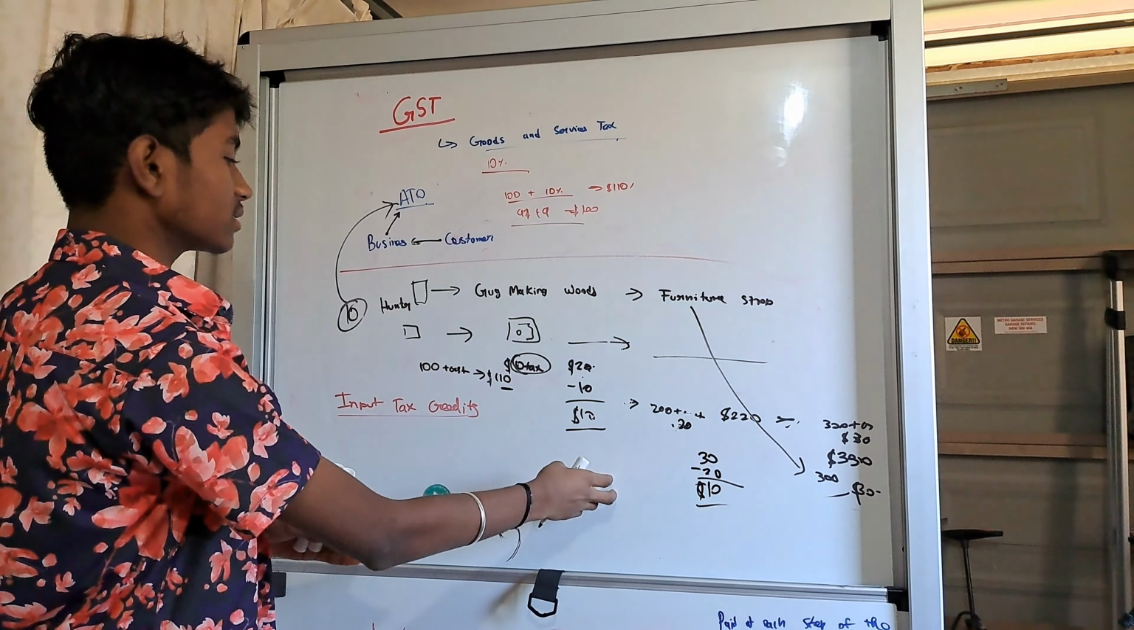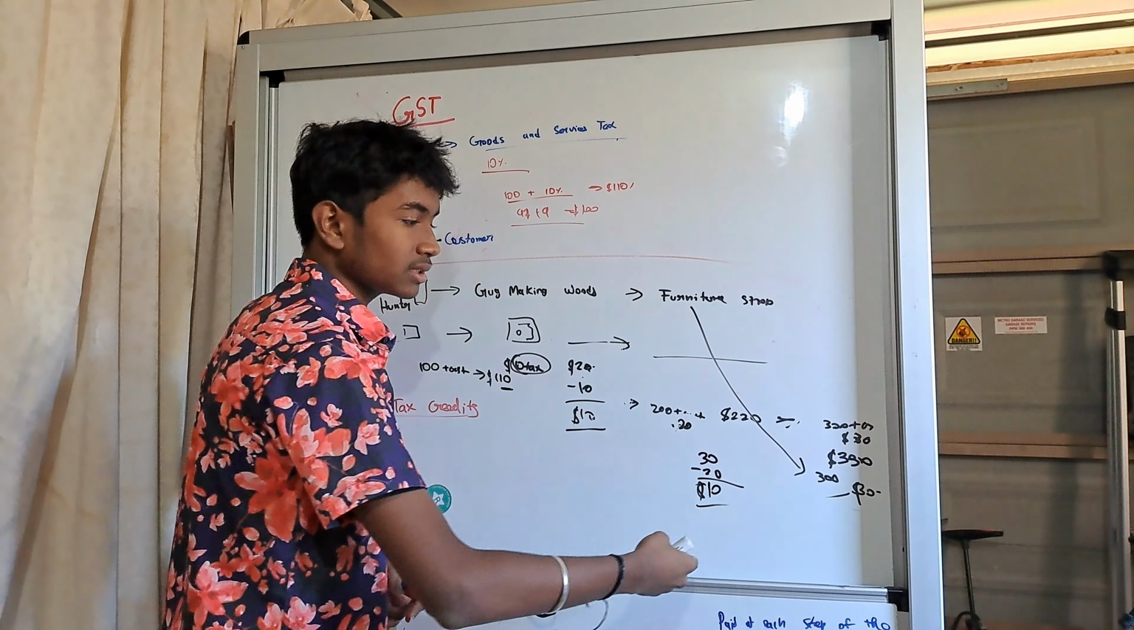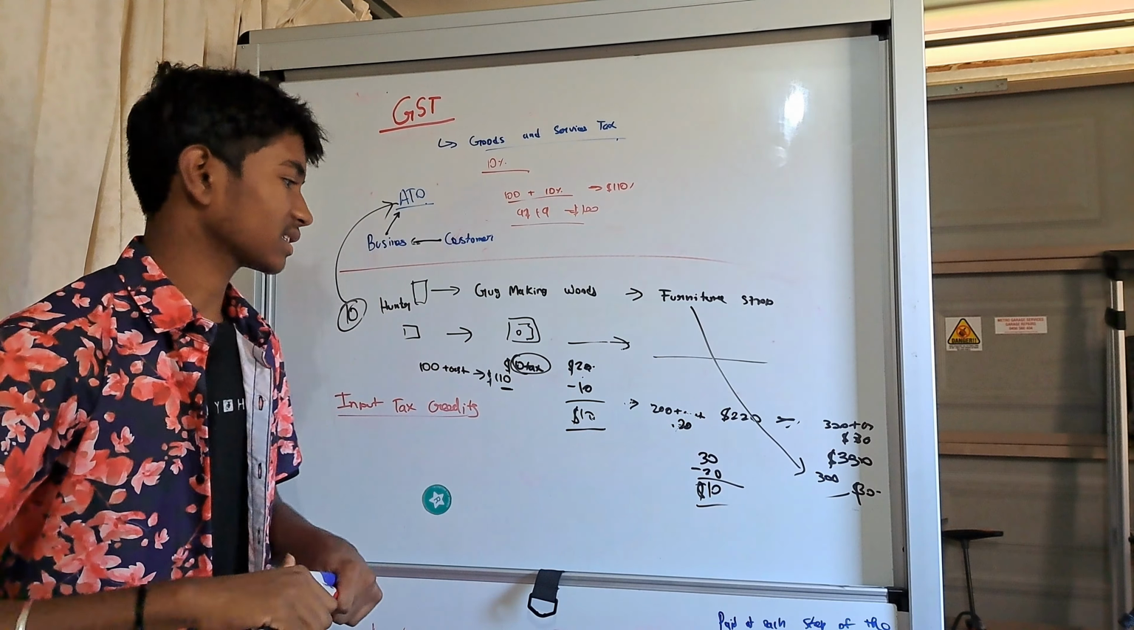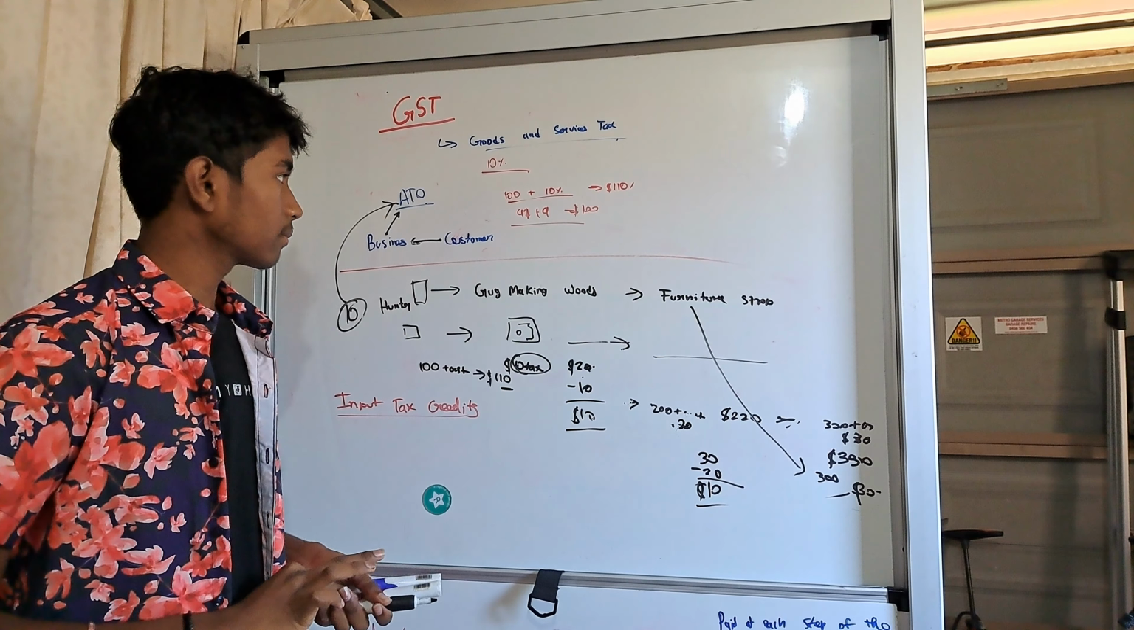So this way each of the businesses aren't really paying tax, are they? They are eliminating all taxes, and the end guy, the end product, the consumer, is the only one who pays taxes. So that's how input tax credits work, how GST works.